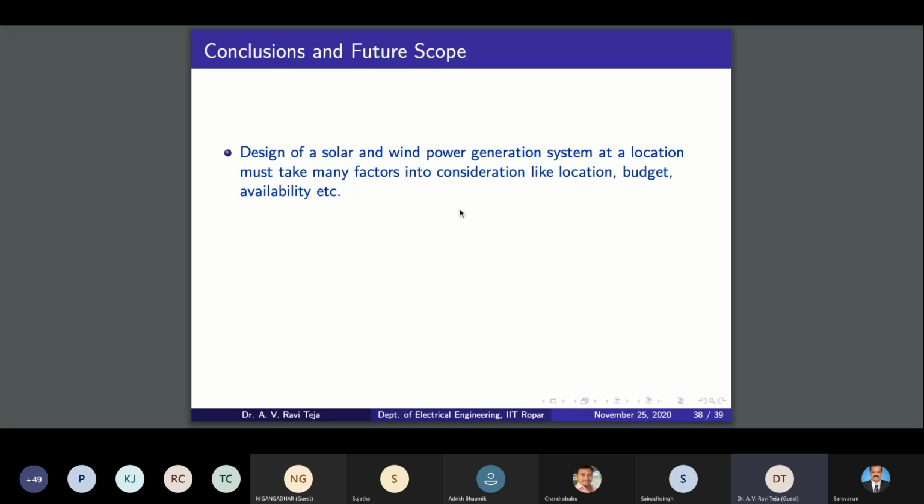So we have seen how to design a solar and wind power generation system at a given location, and we must take into consideration many factors: location, how much budget you have, availability of the converter, because if you ask for a converter of this rating, that may not be available. So you have to see availability and then match using that available one with the location and also your budget. So this is an iterative design technique you have to follow for designing at any particular location. And then finally, you have to arrive at feasible values of the solar power system or the wind power generation system of various configurations that you have decided.